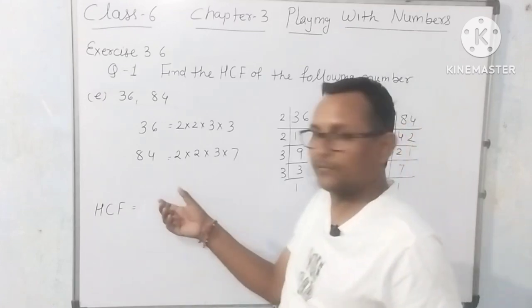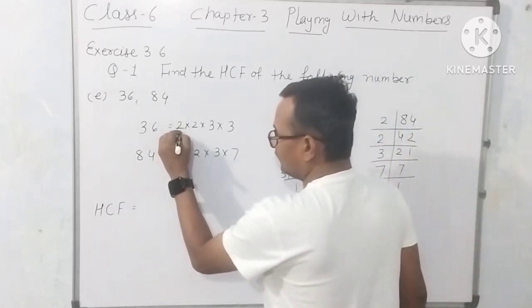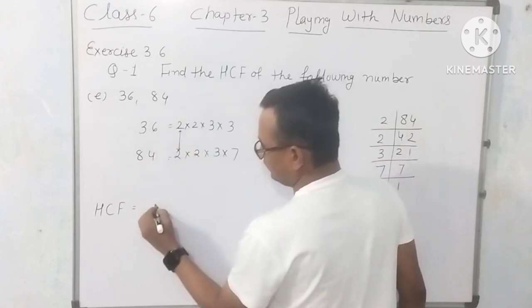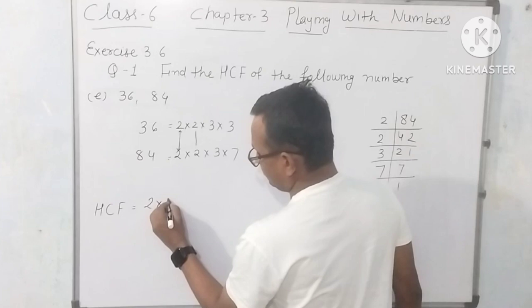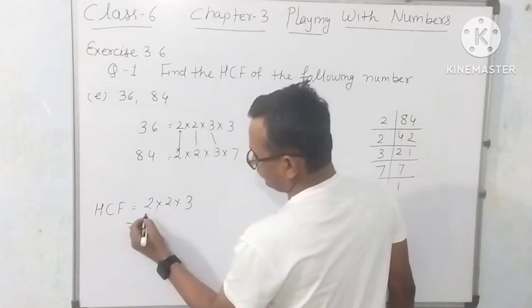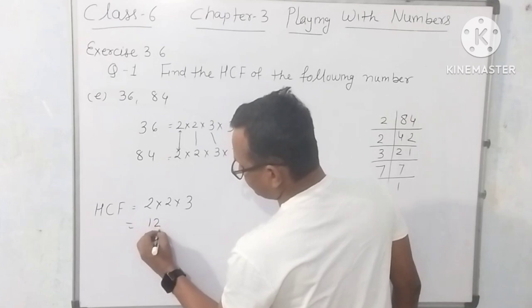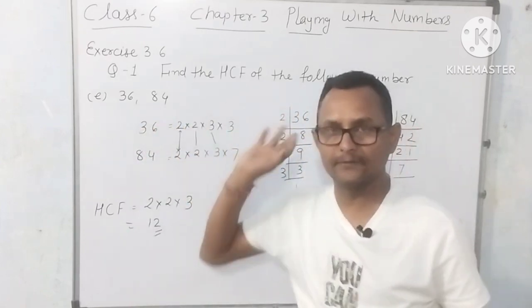Again we make the pair of 36 and 84. 2, 2 and 3. So 2 2s are 4, 4 3s are 12. So 12 is the highest common factor of 36 and 84.